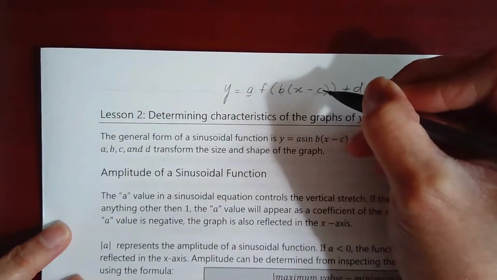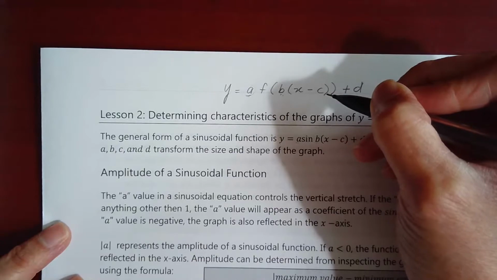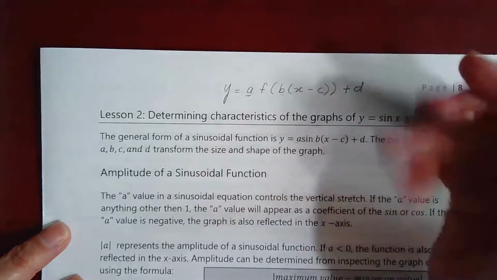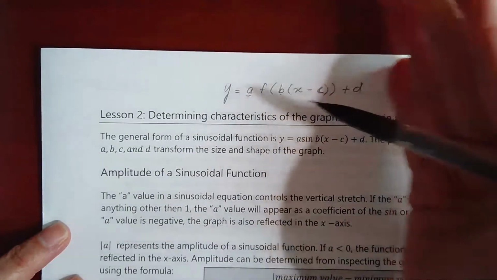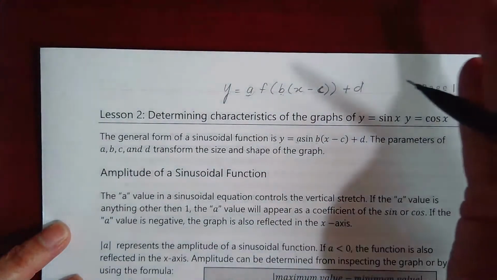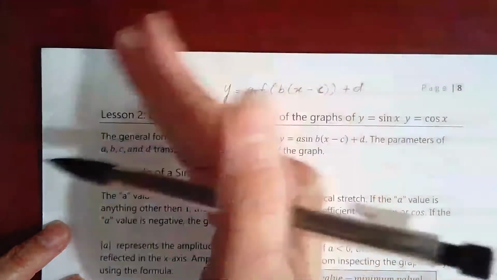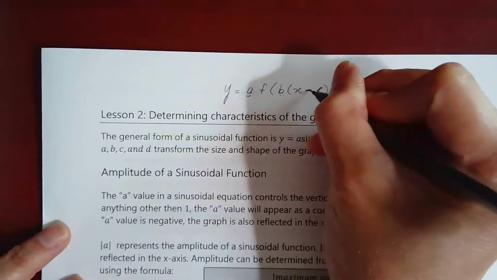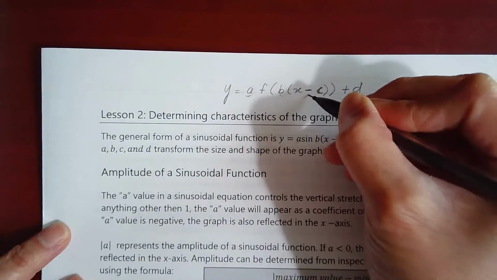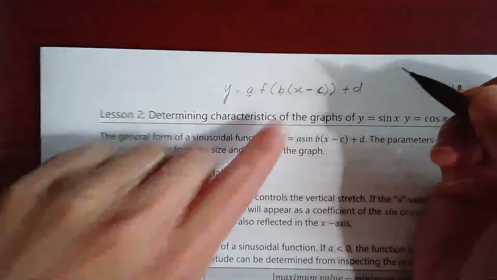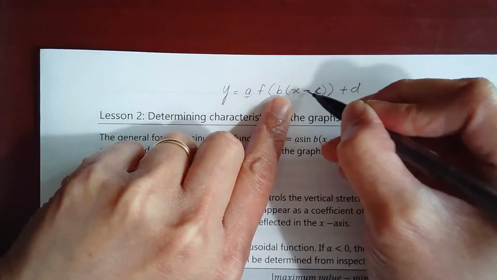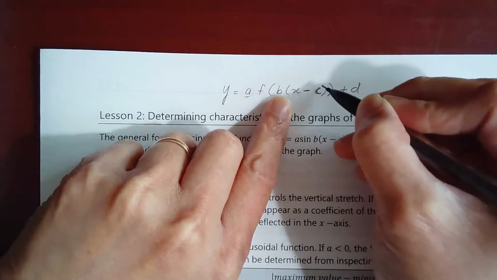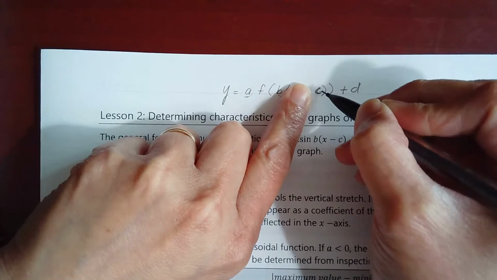C talks about the horizontal shift. If c is positive, it will shift to the right. And if c is negative, it will be shifting to the left. And this is always minus, so it's x minus c. So this is not the negative c, it's minus c. The c is a standalone number.